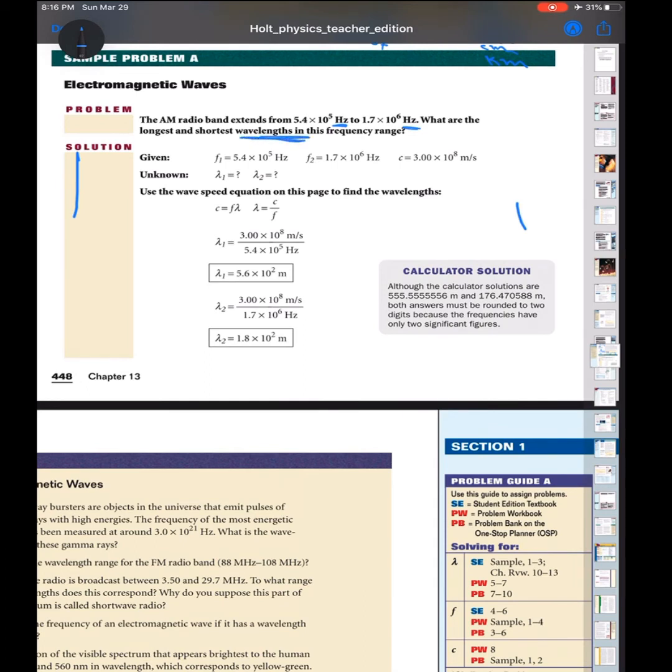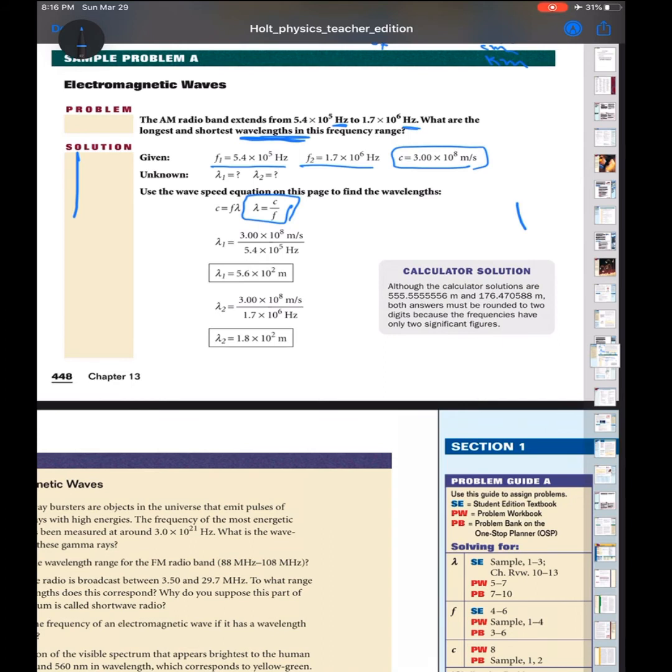Because it said wavelengths, we don't need to subtract them. We are just going to find two different wavelengths. So the first frequency is 5.4 times 10 to the power 5. The second one is 1.7 times 10 to the power 6 hertz. And you know that the speed of light is equal to 3 times 10 to the power 8. We are going to use this formula, which is wavelength equal to speed of light over the frequency.